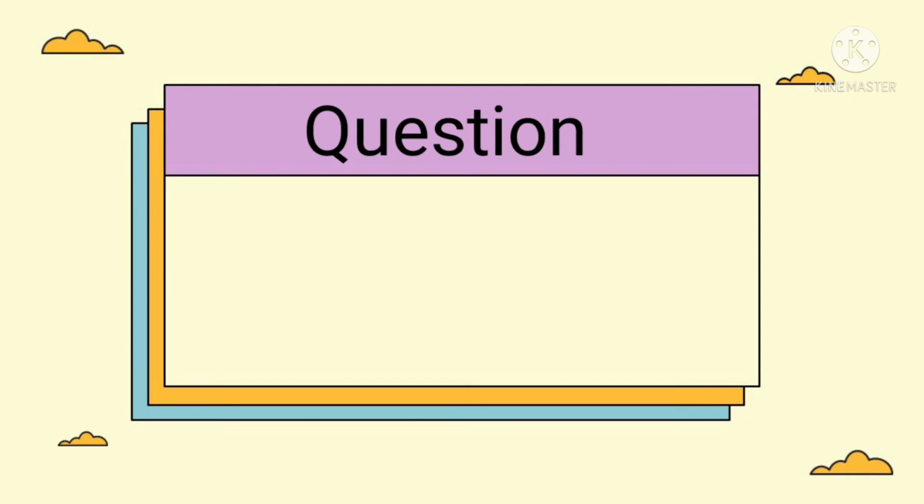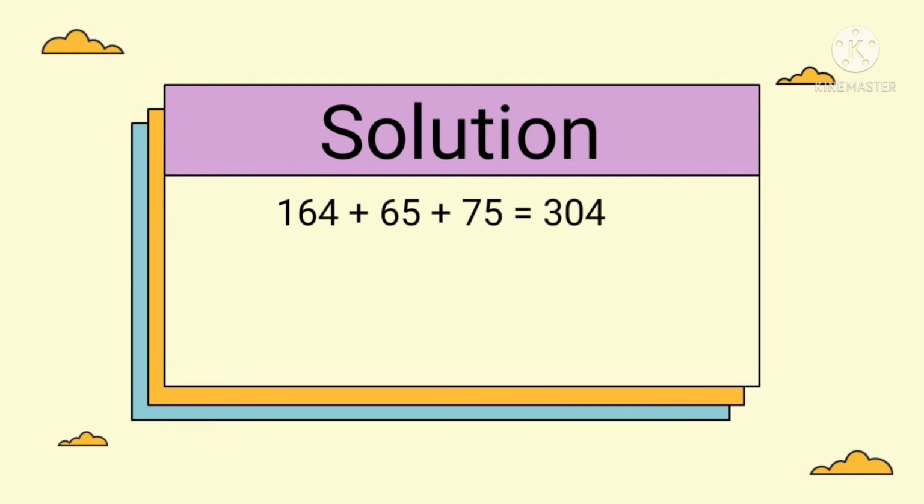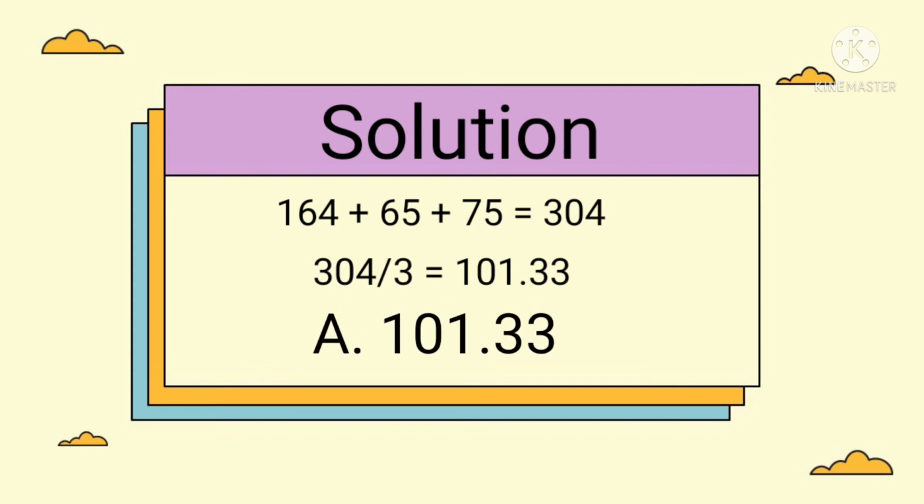For the second question, what is the average number of students who failed to proceed to the next year level as an accountancy student? A. 105, B. 230, C. 150, D. 95. Add all the given values, 164, 65, and 75. That's 304. 304 divided by 3 equals 101.33. So the answer is letter A, 101.33.